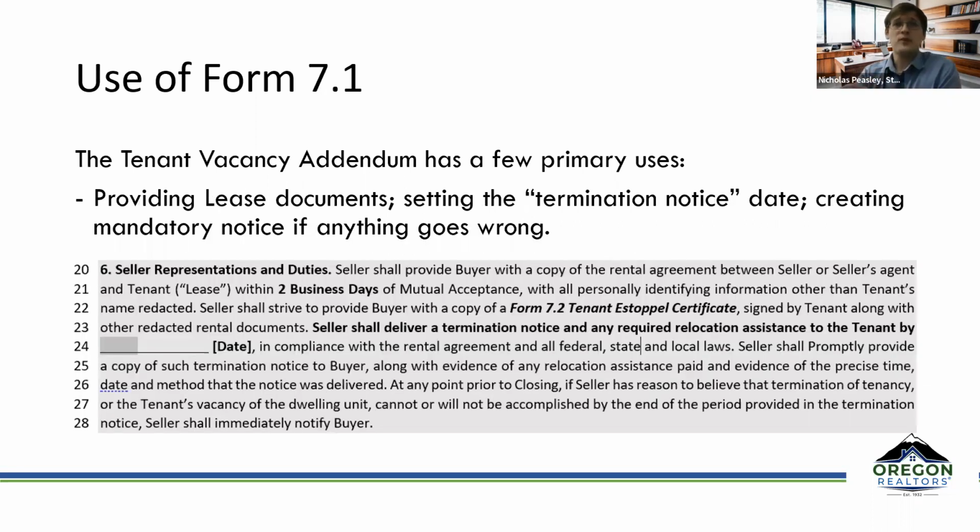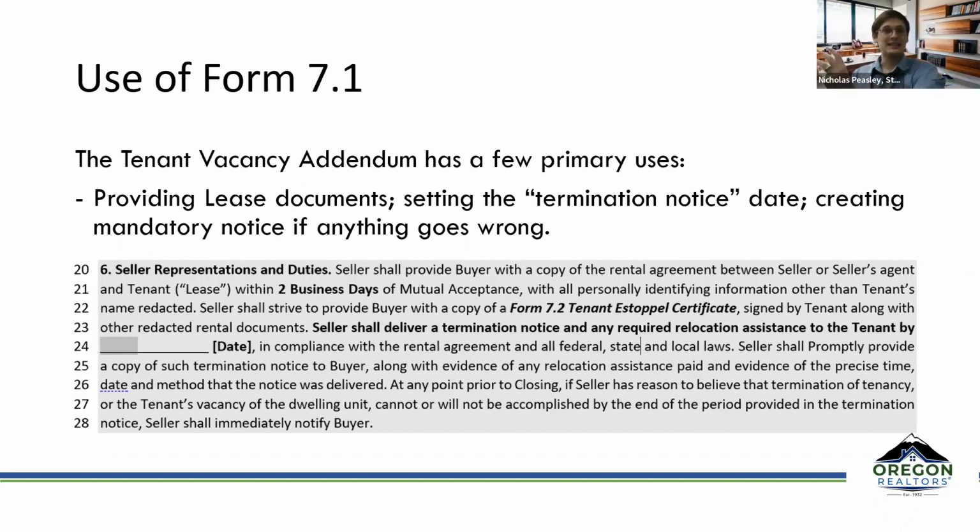Other uses of Form 7.1, for example, providing lease documents. It lets you set a termination notice date and create mandatory notice if things go wrong. So, for example, this provision, Section 6: seller will provide buyer with a copy of the rental agreement between seller and their agent or their property manager, whoever it is, and the tenant. This lease needs to be given to the buyer within 2 days of mutual acceptance. So this is a copy of the lease.